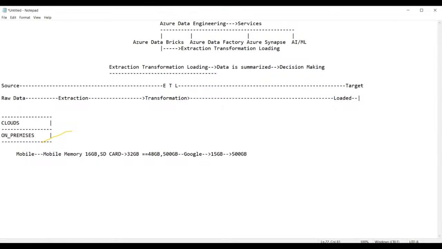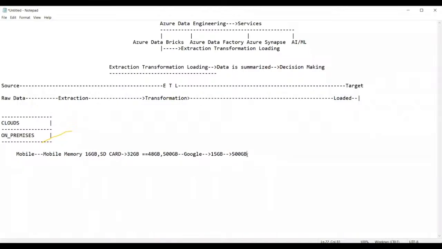Will Google provide you 500 GB of memory free of cost, or will they charge something for it? They will charge. That means after 15 GB, even if you store 0.1 MB, it is going to charge you. So you can buy the space on Google Drive by paying some cost.